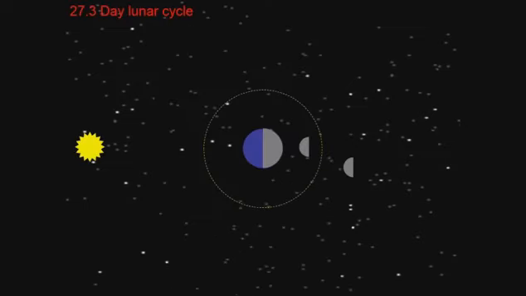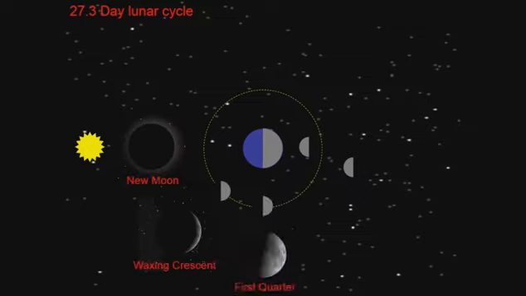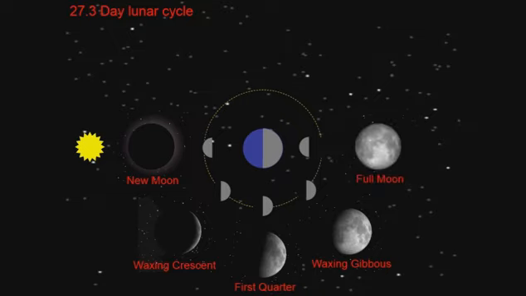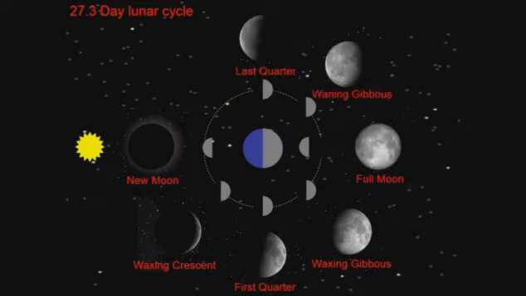And that really ties into the 27.3 day lunar cycle that we have seen before. So here we have a situation of a new moon, appears dark, we move to a waxing crescent, we move to our first quarter. Remember, this is 1/4 of the way through the orbit, which means you can see half of the moon. Continues waxing, waxing gibbous, full moon, waning gibbous, last quarter, waning crescent, back to new moon.